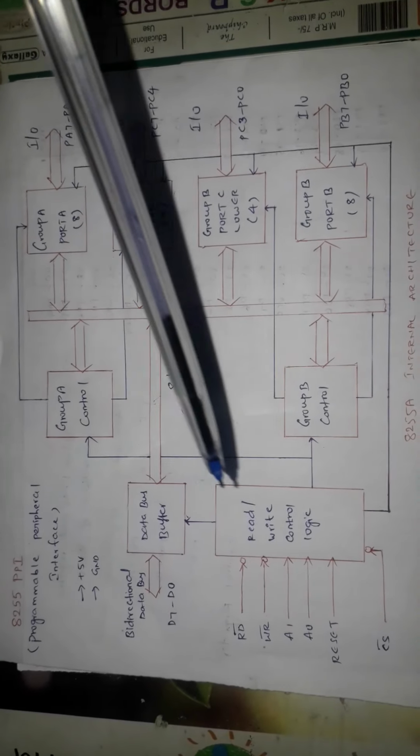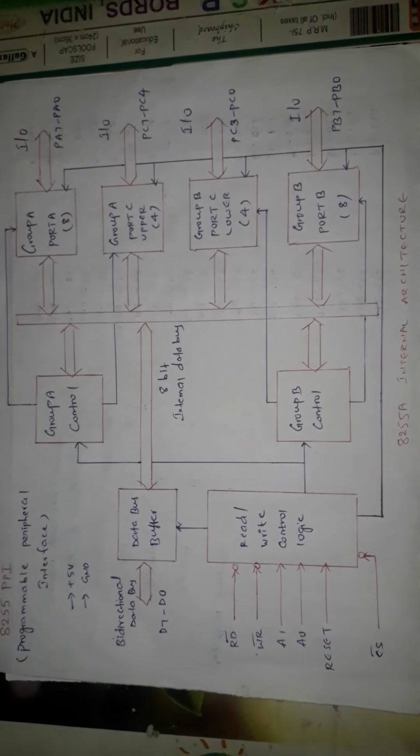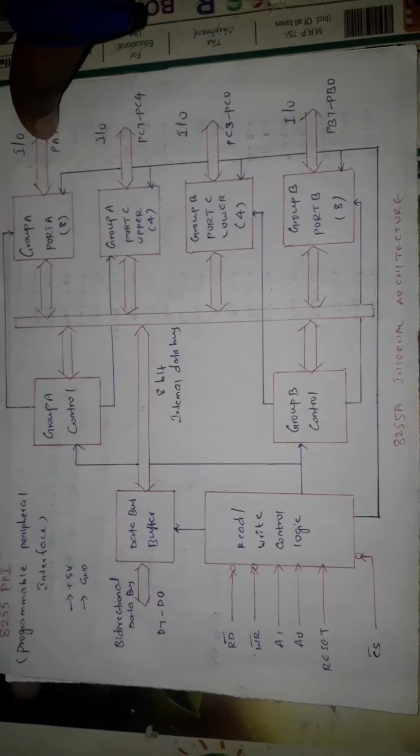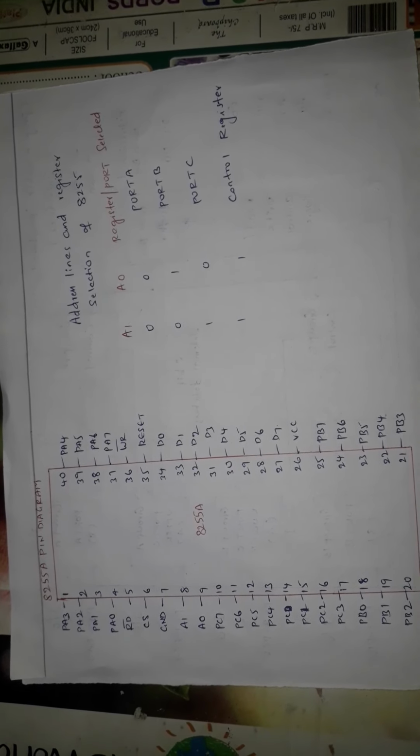So let us look at the pin diagram of 8255. The 8255 IC has 40 pins, 1 to 40. Of these 40 pins, 24 pins are the port pins, that is, we have 3 ports, port A, port B and port C, and the size of each port is 8 bits.